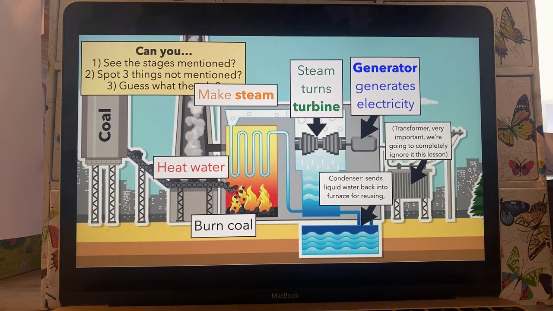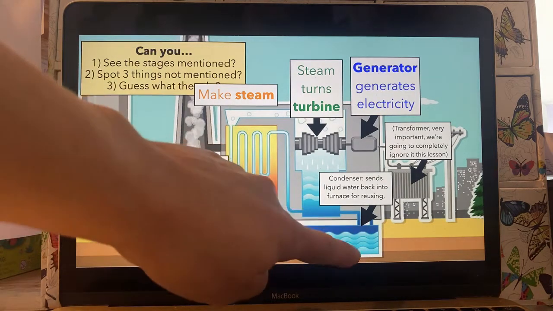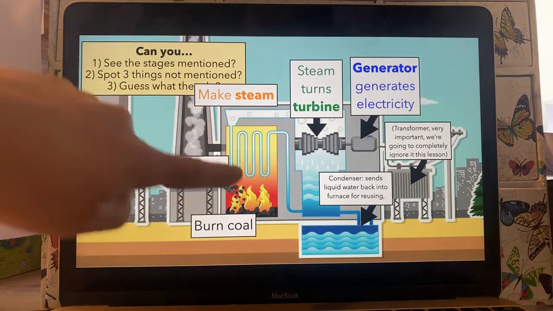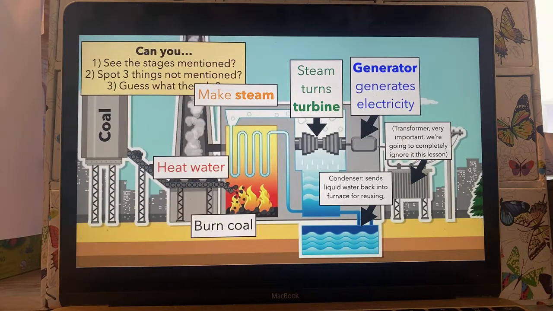This swimming pool type thing at the bottom, this is a condenser. Again, it helps the whole process be more efficient, but it sends liquid water back into the furnace. You see there's a tube attached to this pool of water going back into the furnace. So you reuse the water over and over again. And this thing, did you get that? Where all the smoke is going up. That is the chimney, because burning coal releases pollution, which we will discuss very soon.